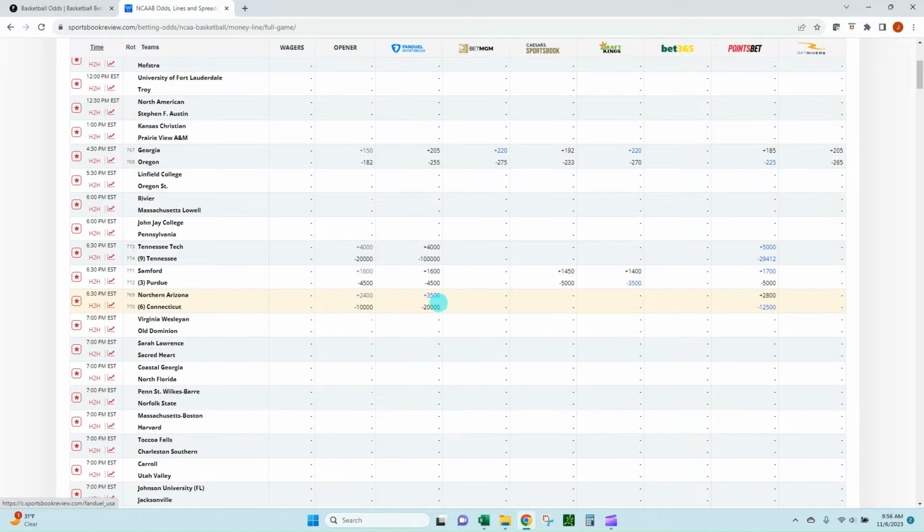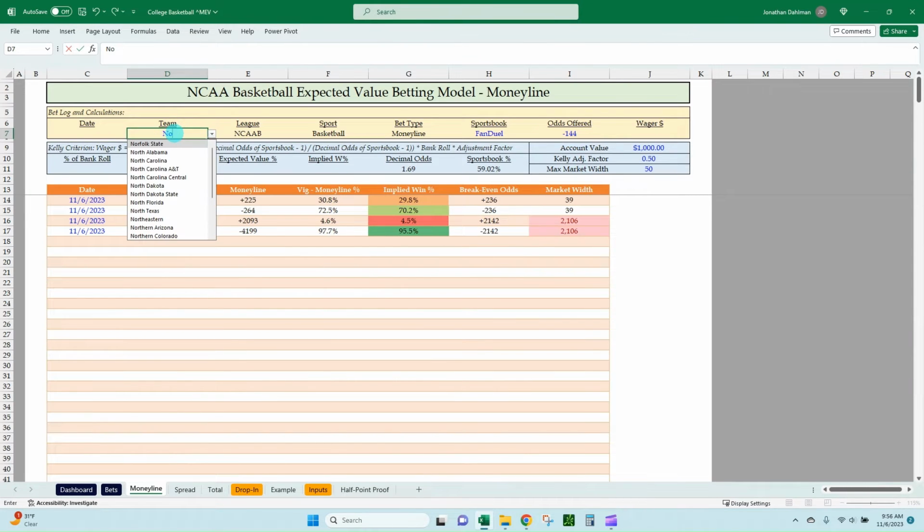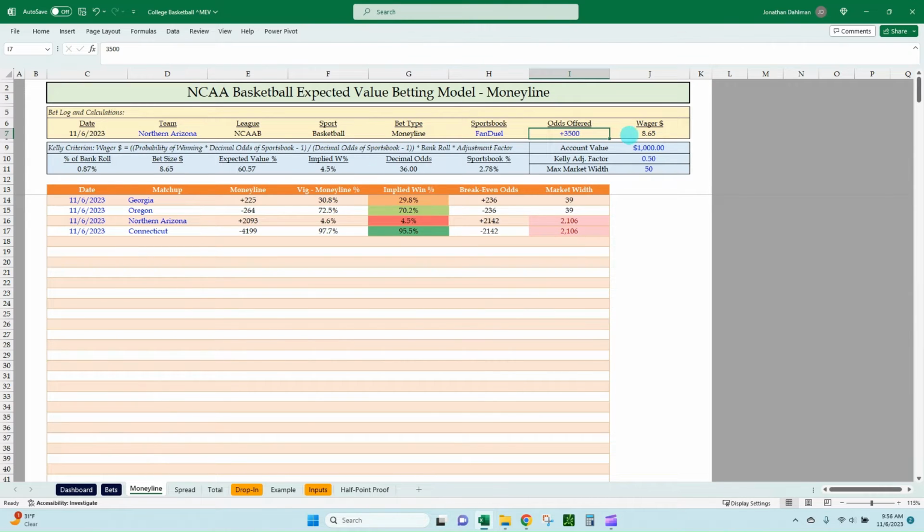FanDuel's offering plus 350. If we type that in up here, I have built out the Kelly Criterion so you can know exactly how much to bet based on the odds being offered. Right now, based on the Kelly Criterion, we should bet $8.65 for Northern Arizona to beat UConn. We're saying that they have an implied win percentage of 4.5, but FanDuel is saying they only have a 2.78% chance. Anytime your implied win percentage is greater than your sportsbook win percentage, that is a positive EV bet. So without looking at market width, you would wager $8.65, based on a $1,000 account value and a Kelly adjustment factor of 0.5, on Northern Arizona to have a massive upset.